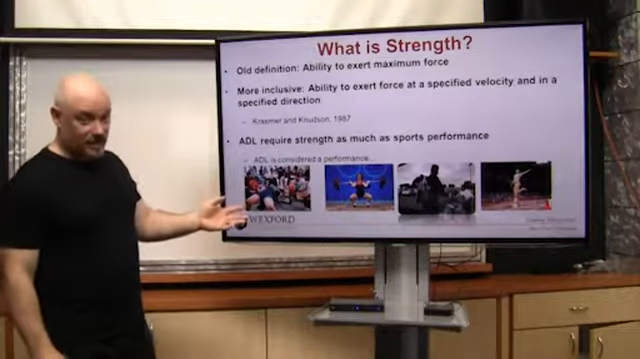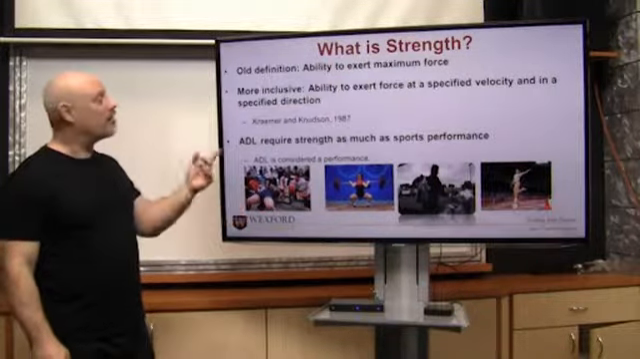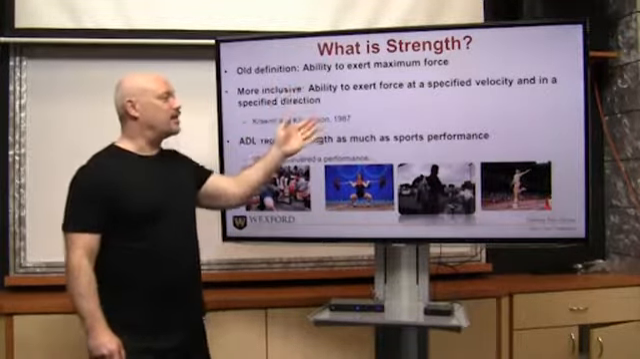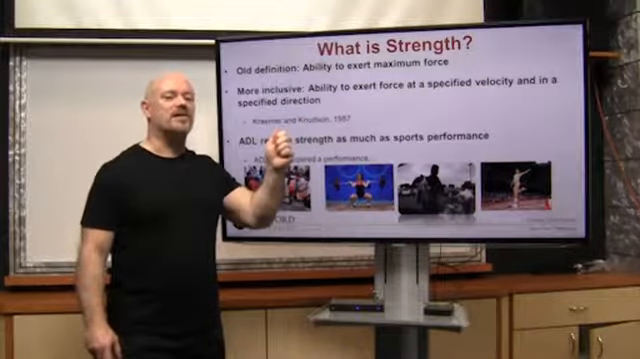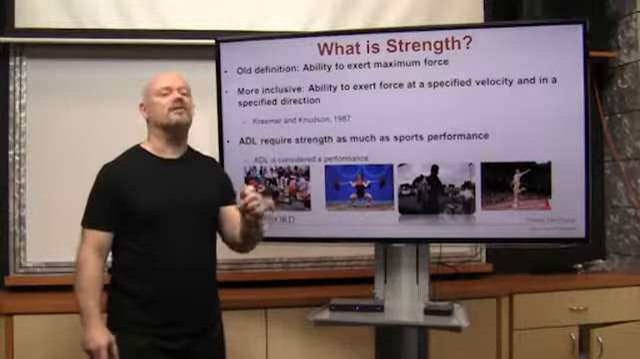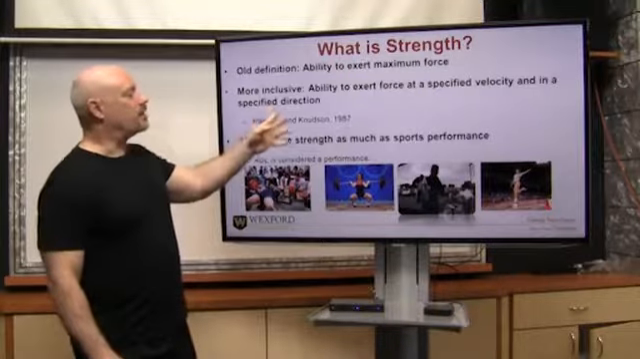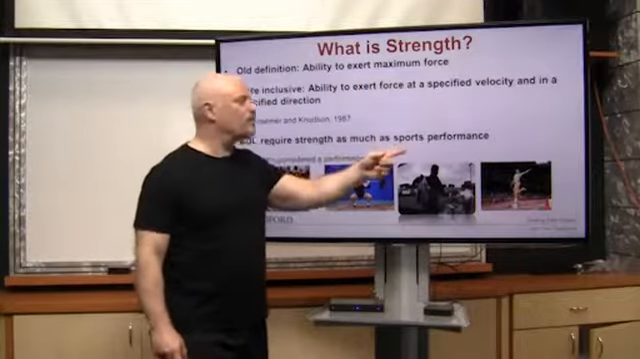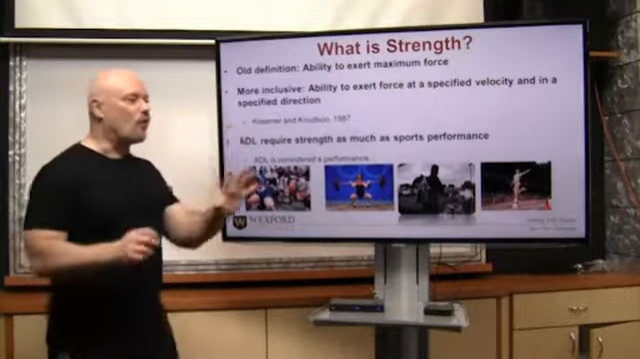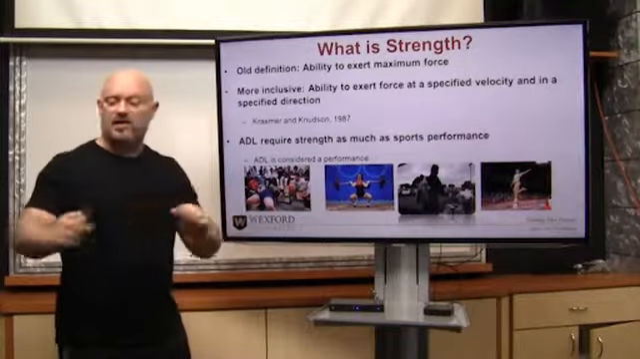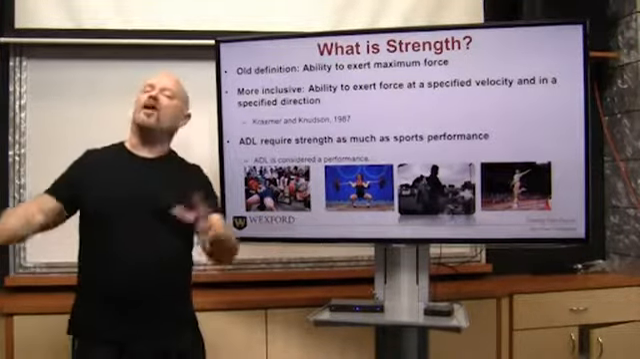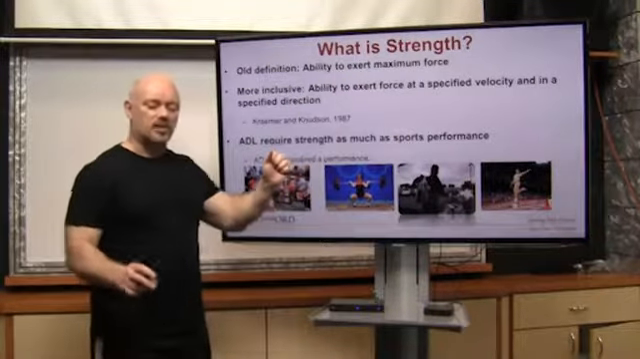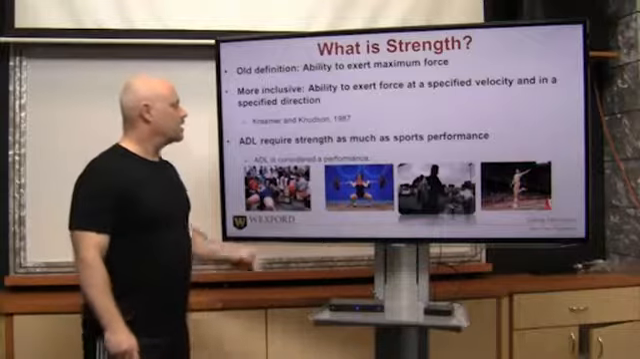A more inclusive definition now, from like 1987, Kraemer and Knuttgen, it's the ability to exert force. And force is anything that causes or tends to cause a change in motion. The ability to exert force at a specified velocity, fast or slow, and in a specified direction. Forward, backwards, up, down, side to side, rotationally and all that, or a combination of those. So you get the idea. Exert a force, certain speed, in various directions.